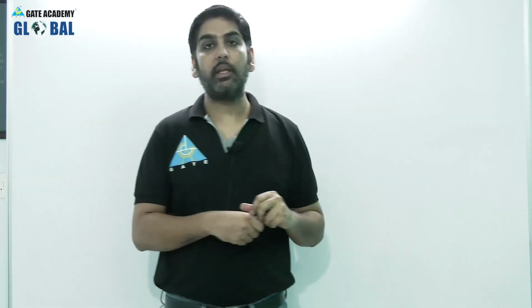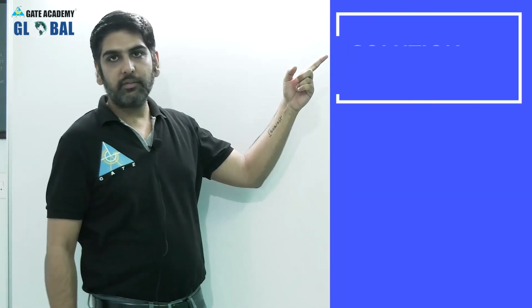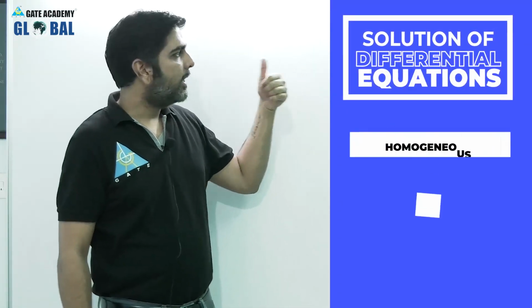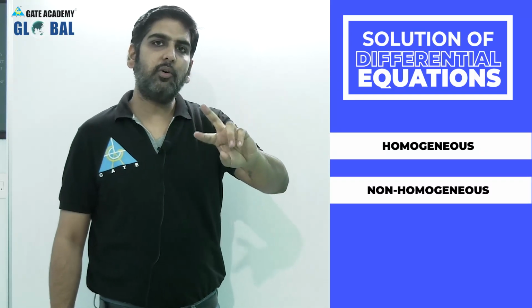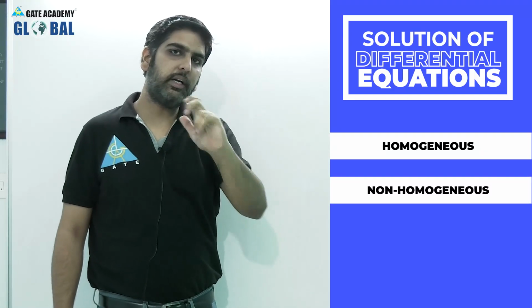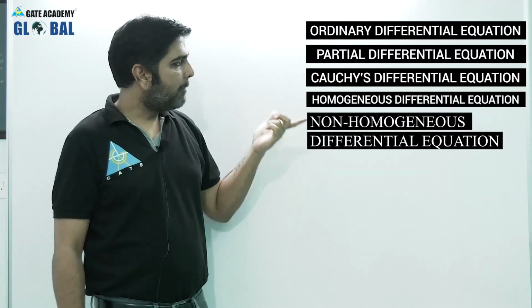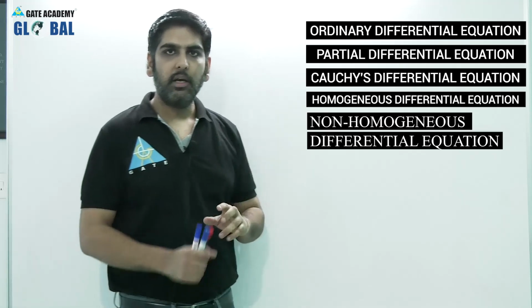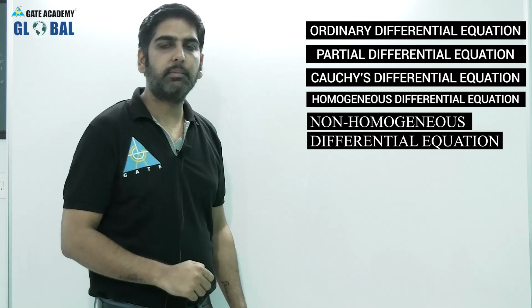The third part is a very important part, which is the solution of the differential equation. And my dear students, in the solution of differential equations, again we have 2 parts, right? The homogeneous and non-homogeneous, and again it is based on the ordinary differential equation. So I have here ordinary differential equation and partial differential equation, right? For ordinary differential equation, I have the homogeneous and non-homogeneous part, right?